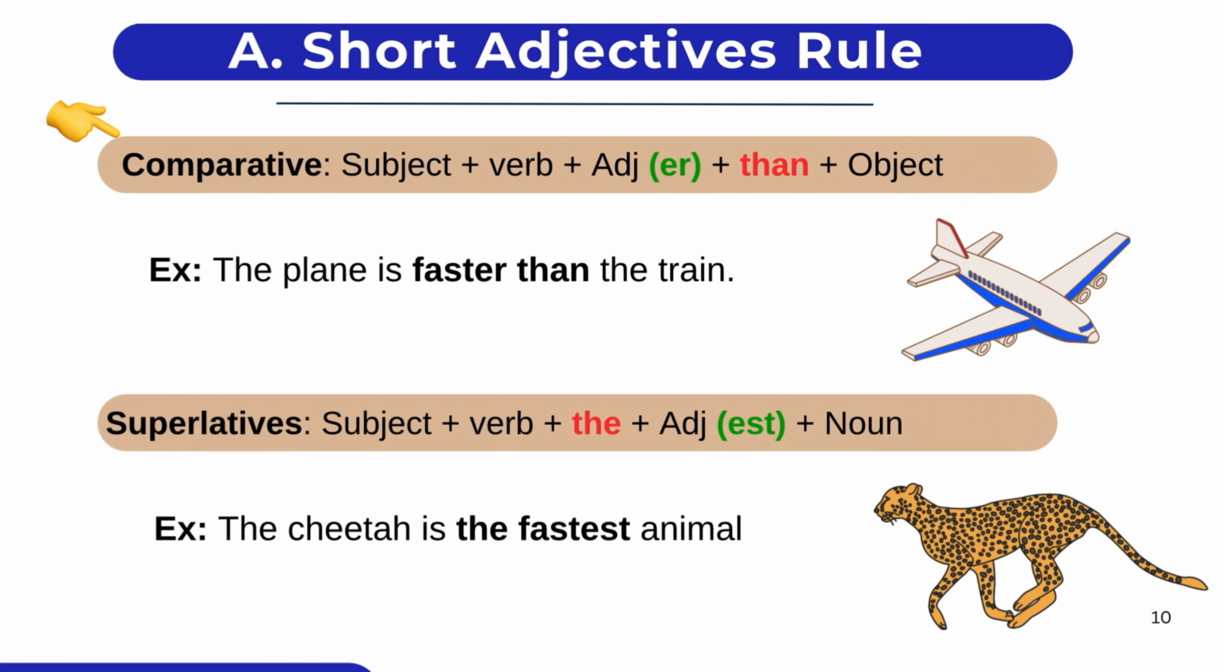We have subject, verb with ER or than, and object with comparative. For example, the plane is faster than the train. While for superlative, we have subject, verb, and then the plus adjective with est plus noun. For example, the cheetah is the fastest animal.